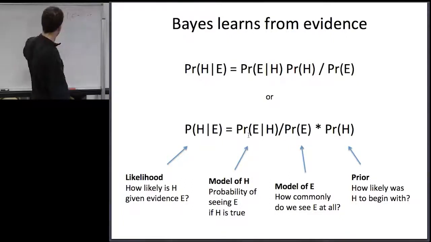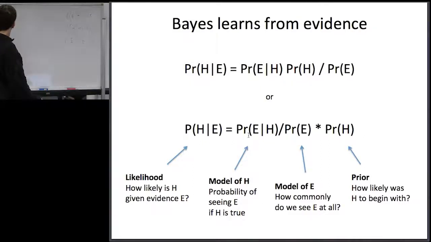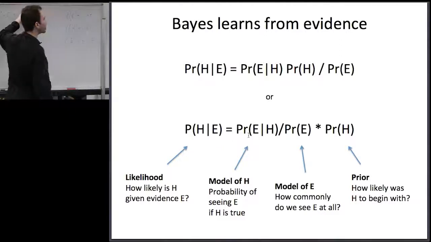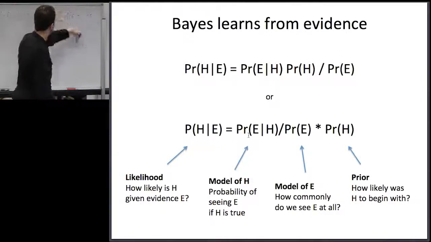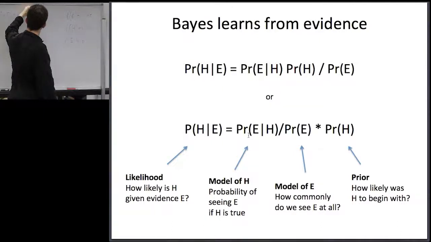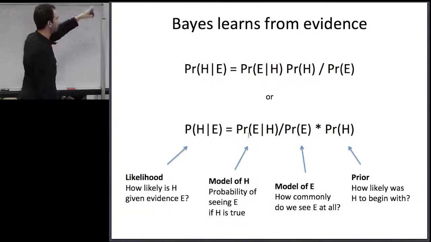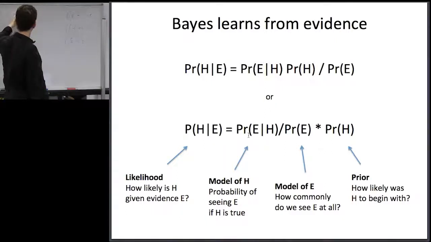So P of H given E is P of E given H, which is 0.7, times P of H, which is 0.01, over P of E, 0.05. Someone got it? 14%?